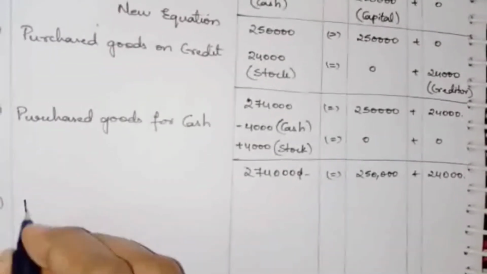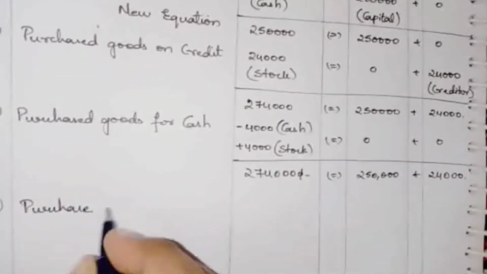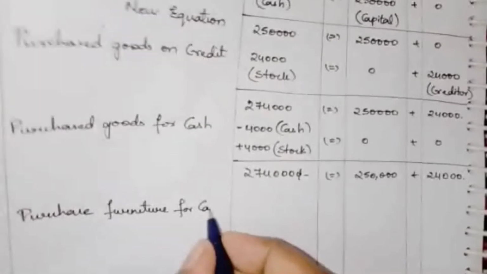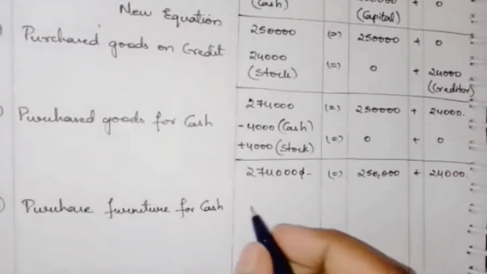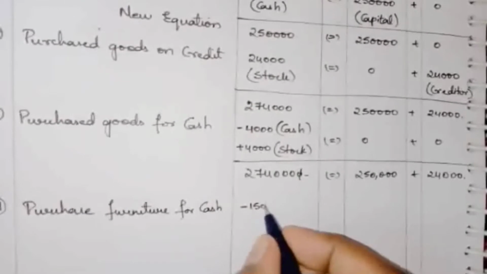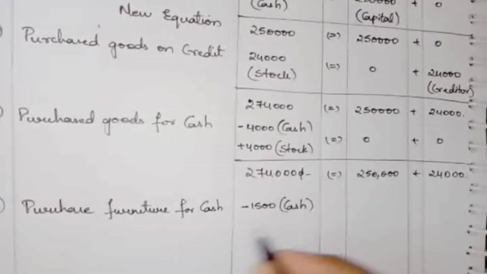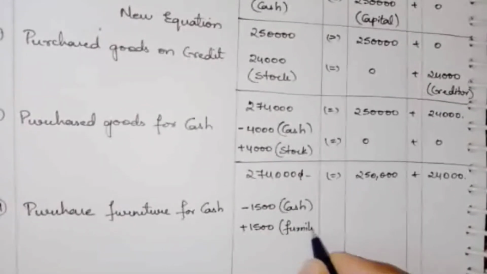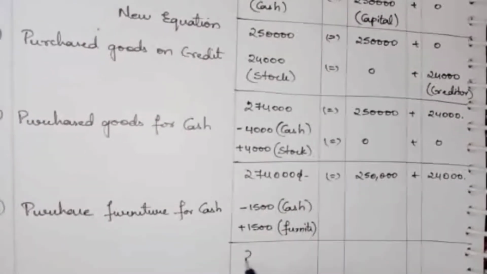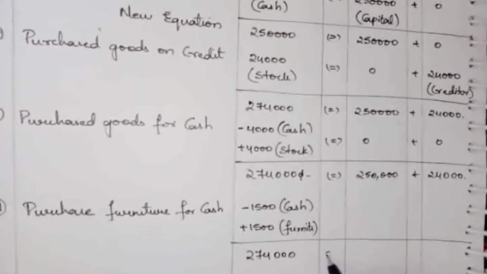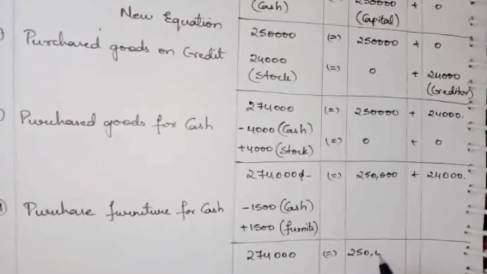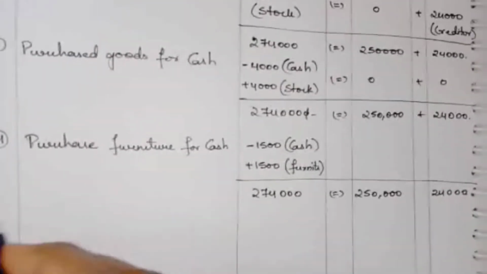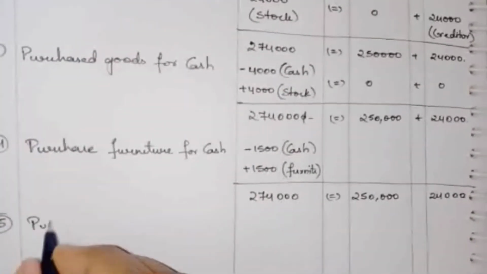Let's go to the next one, that is purchased furniture for cash. Purchased furniture for cash 1,500. We paid cash rupees 1,500 for the asset, that is furniture. So deduct the cash by 1,500 rupees, since we are paying the cash, and an asset is coming into the business, that is furniture. So add 1,500 to the asset balance. Therefore the total will be the same, there is no difference: 2,74,000 equal to 2,50,000 plus 24,000.